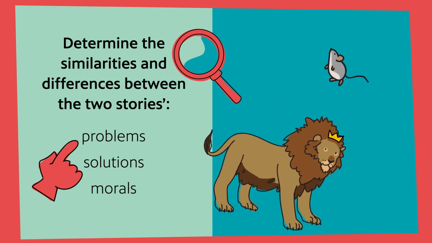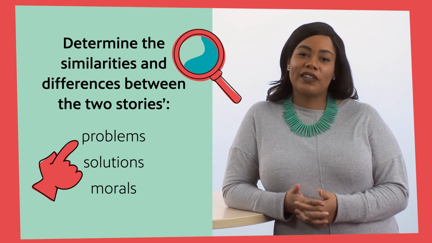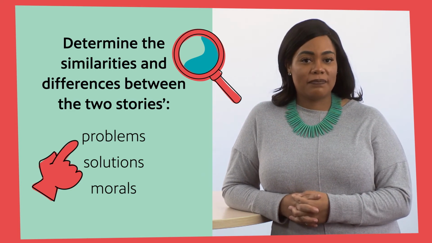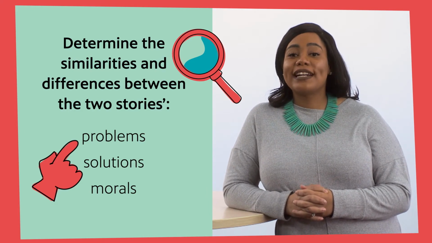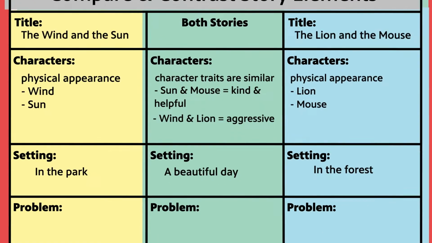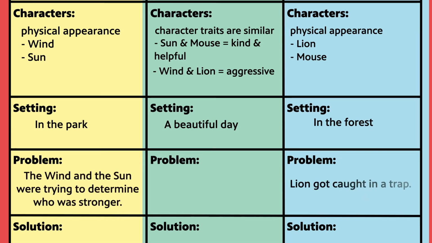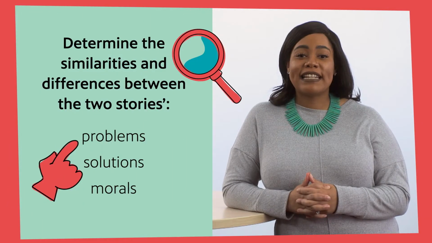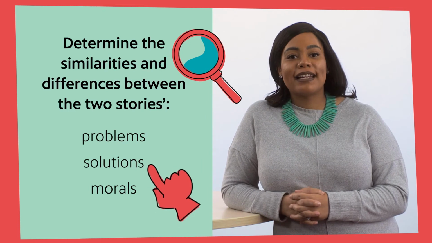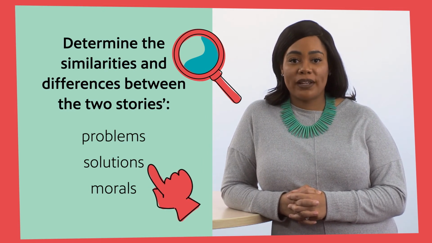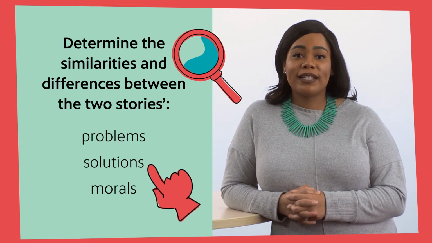So after thinking about the problem for both stories, are they similar or different? Yes, these are very different problems, so we simply need to write them in the boxes under each story title. You all are doing such an outstanding job. Let's move right along. Let's go back and identify the solutions for each story. First up, The Wind and the Sun.